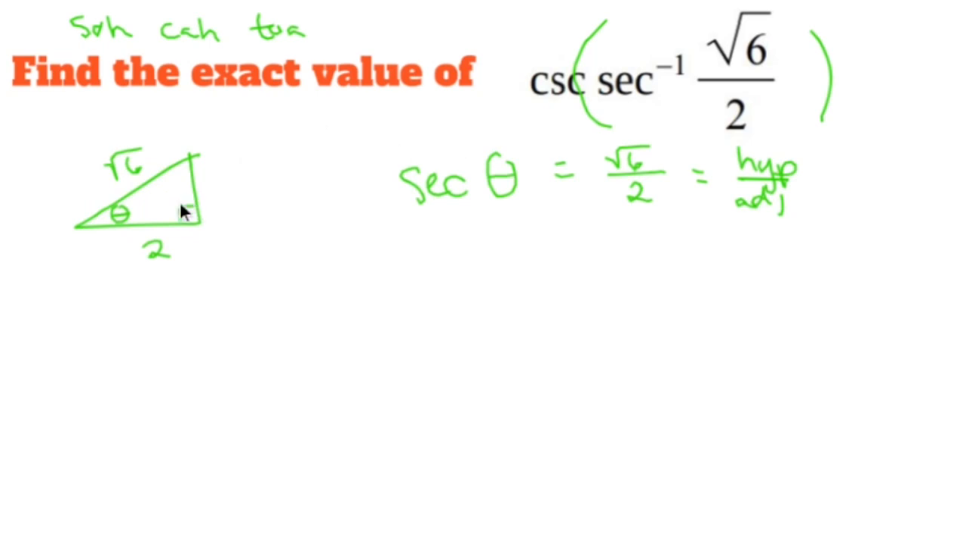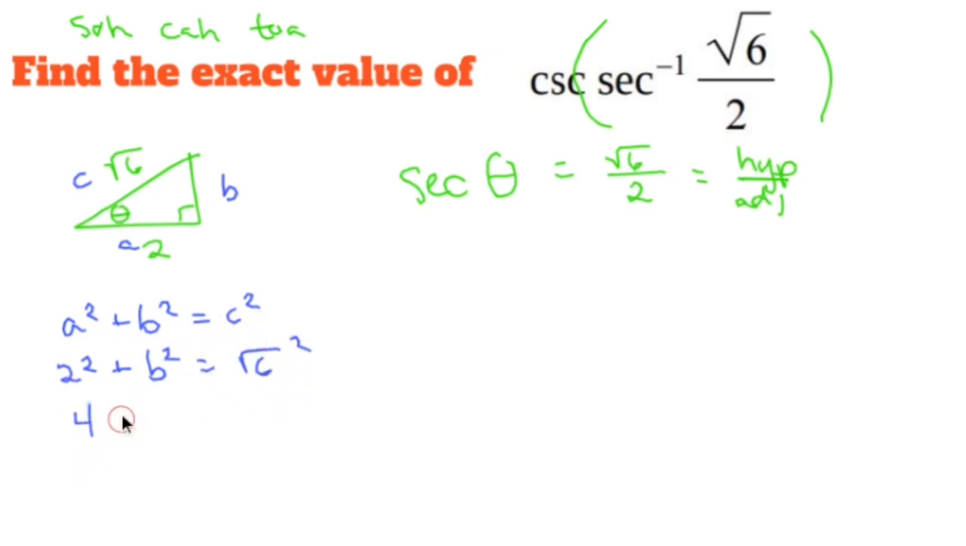Eventually I'm going to have to deal with the cosecant, which is sine flipped. I'm going to need to know information about the opposite side. So let's use the old Pythagorean theorem: a squared plus b squared equals c squared. You're c, I'll call you a, and I'll call you b. So I have 2 squared plus the opposite side squared equals root 6 squared.